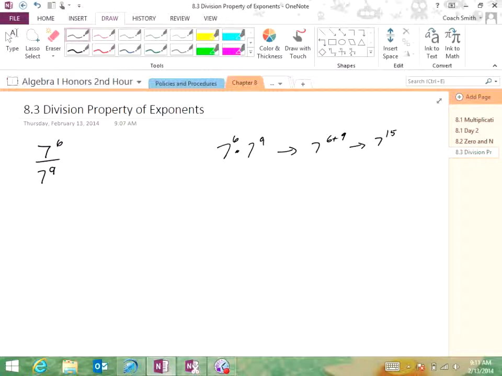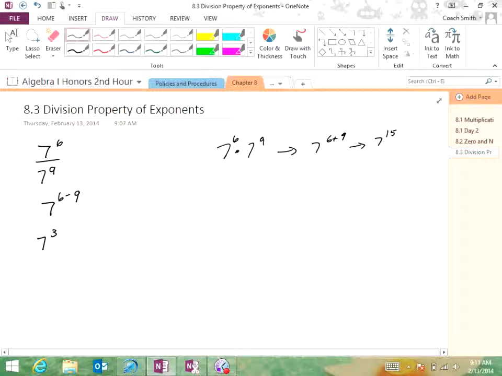Well, division is the inverse of multiplication. Subtraction is the inverse of addition. So, if you're going to divide bases that have the same bases, then you're simply subtracting their exponents. It's always the top exponent minus the bottom exponent. So for this one here, this would be 7 to the 6 minus 9 power, which is 7 to the -3.